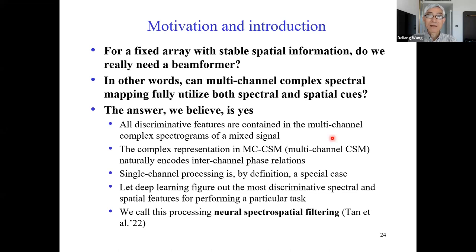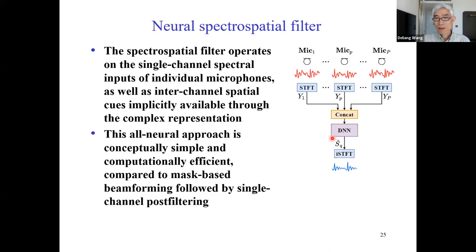And a very important property is that single channel processing is by definition a special case. It boils down to letting deep learning figure out the most discriminative spectral and spatial features for performing a particular task. This style of processing we call neural spectrospatial filtering, and that was the topic of a long paper published last year. This can be illustrated by this diagram here.